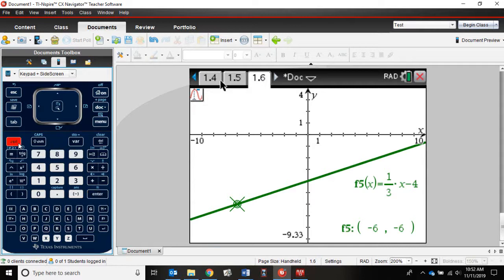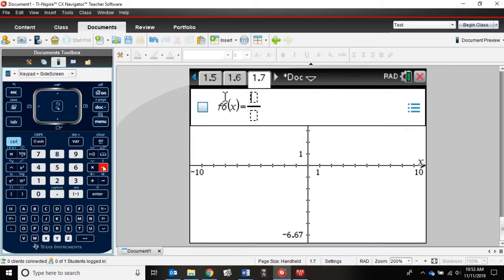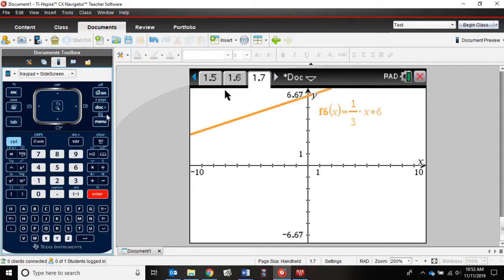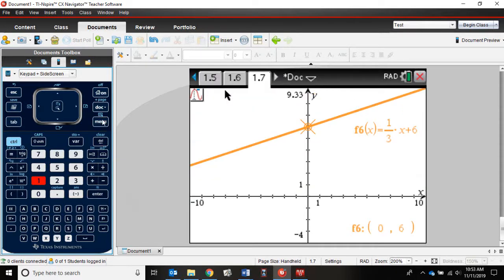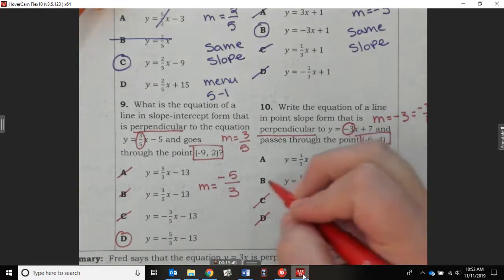So let's try B. I'm going to go to a graph page. And this time it is 1/3 x plus 6. And again, menu 5-1. We are checking for the point negative 6. And it does in fact contain the point negative 6, 4. So my correct answer is B.